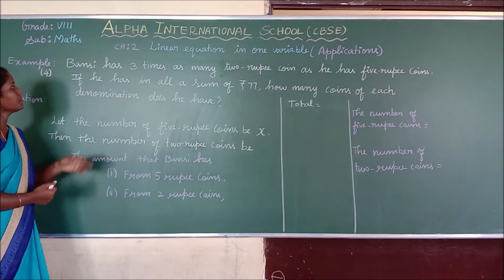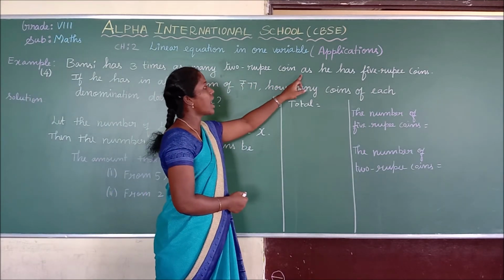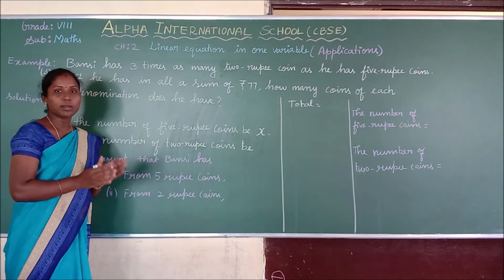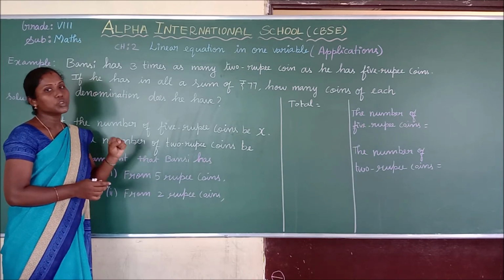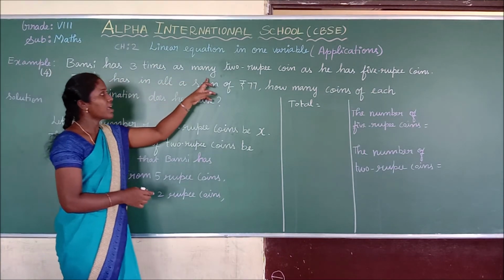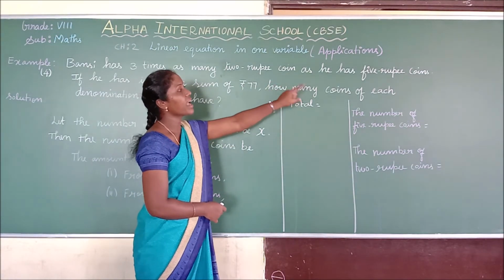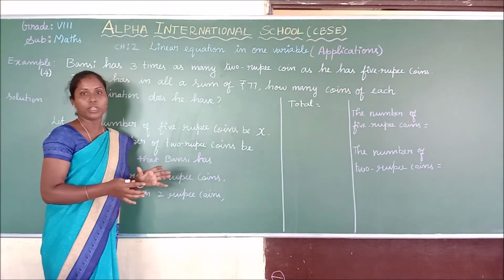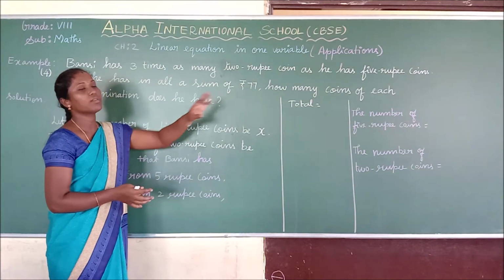The next example, children. Bansi has 3 times as many 2 rupee coins as he has 5 rupee coins. See here, he has some amount in his hand. He has some 5 rupee coins and some 2 rupee coins. He has 3 times as many 2 rupee coins as he has 5 rupee coins. So the number of 2 rupee coins is based on the 5 rupee coins.